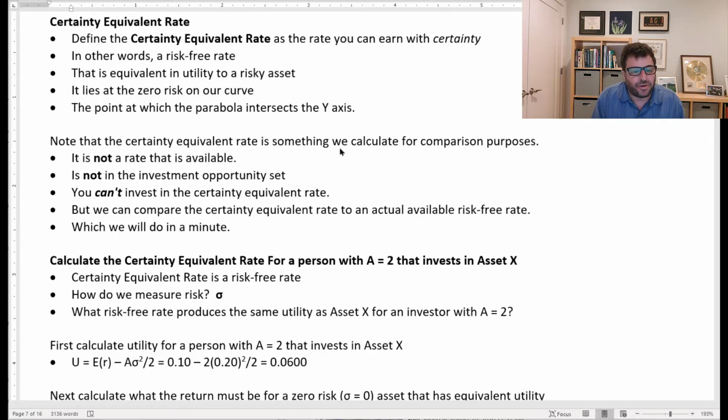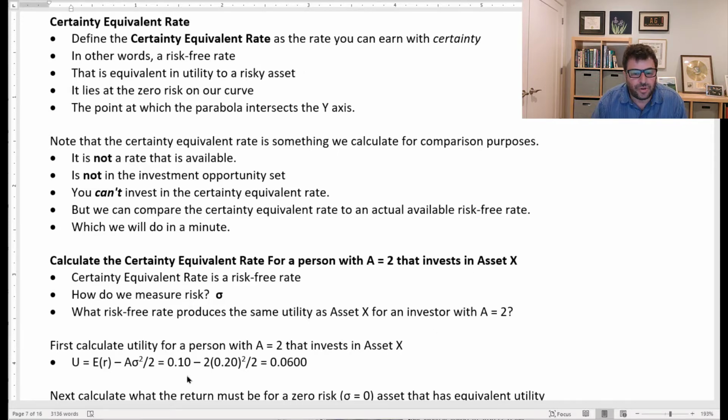So how do we calculate this? Well, we calculate the certainty equivalent rate for a person with A equals 2 that invests in asset X. And here's what we're looking for. We're looking for the risk-free rate that, if it were available, would have the exact same utility for this investor as asset X. And how do we measure the risk-free rate? Well, we set sigma equal to 0.